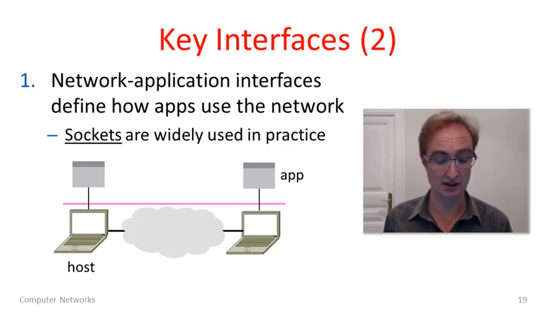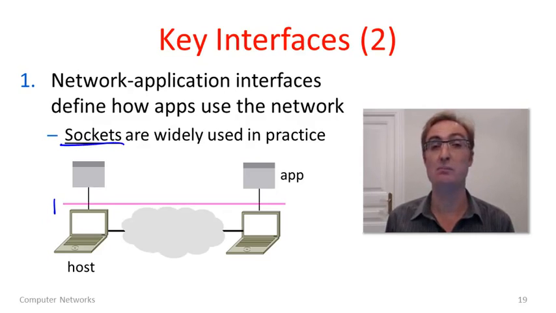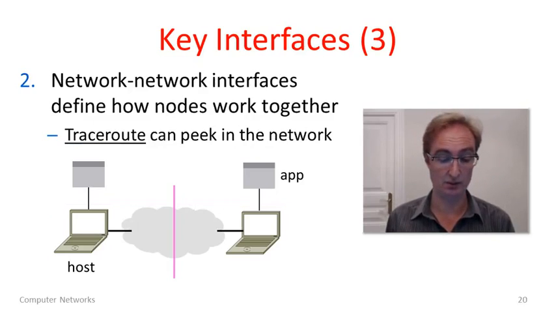So let's look in just a little more detail. Here, this line, this is interface 1, it's showing us the network to application interface. It defines how applications are allowed to use the network. And there is a widely used interface here called sockets. This is used to write many applications on the internet. We'll look at that in a following module.